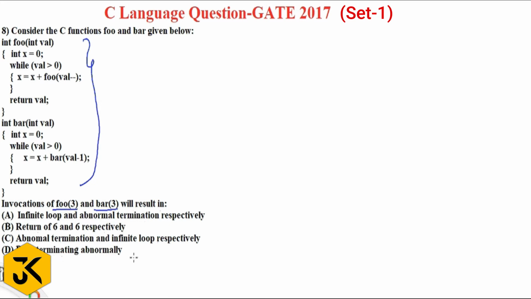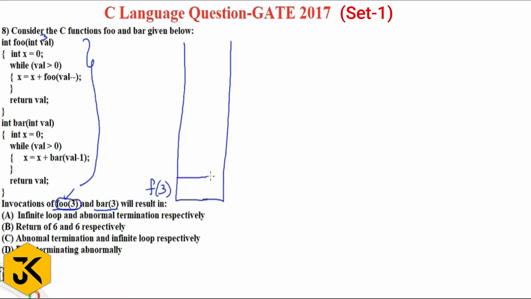To give the correct answer here, we need to analyze these functions in depth. So first I am going to take the foo of 3 function, which means I am going to call the foo function by passing the value 3. I am going to explain that with respect to a stack representation. First I am going to call f of 3, f of 3 meaning foo of 3 function.